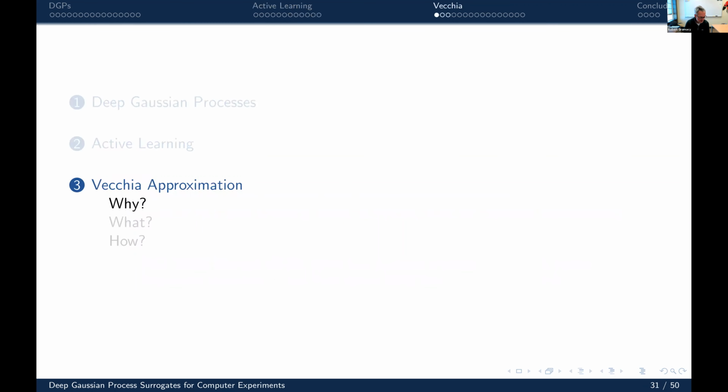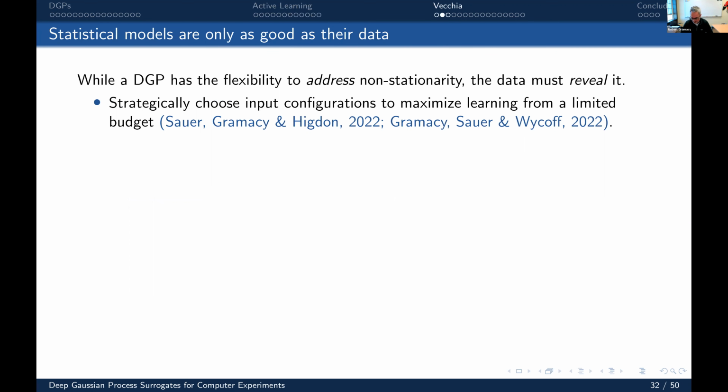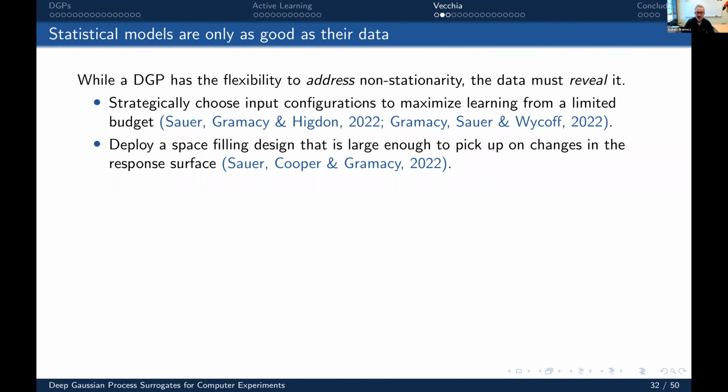All right, last topic. Another way to learn a rich response surface is to simply have a very big data set. So I just told you how to avoid a big data set, but you can't always avoid a big data set. Maybe somebody has already run their computer experiment with 1 million runs, and now they want you to fit a surrogate to it. So how can we do that with a deep Gaussian process?